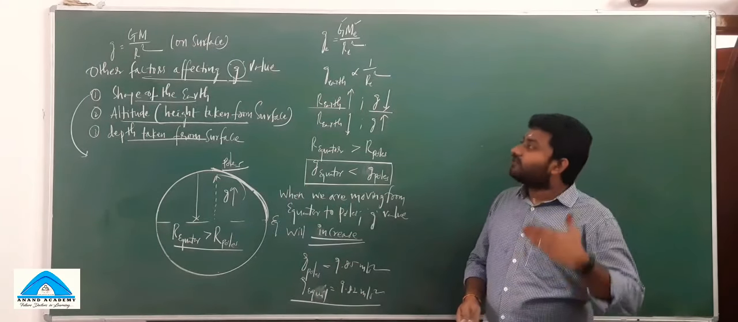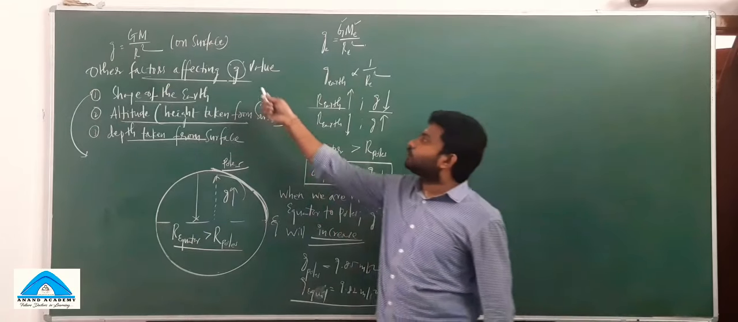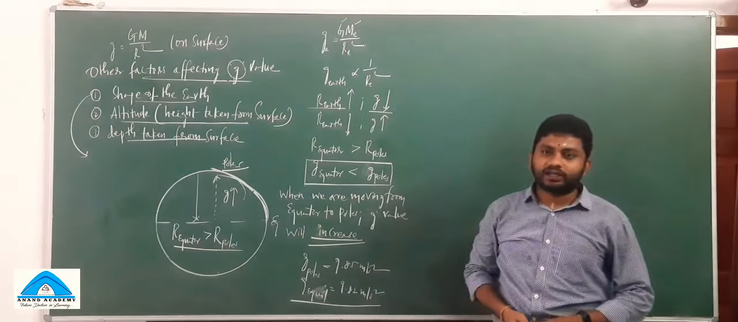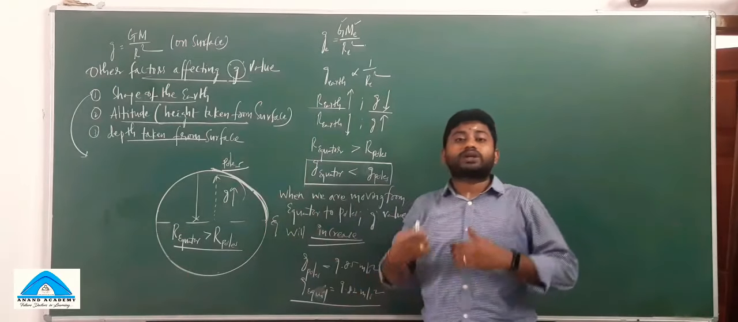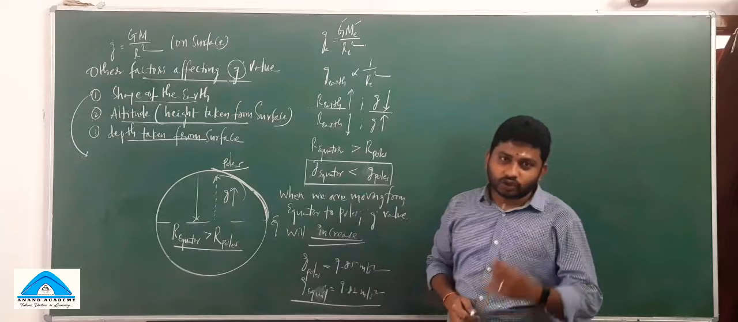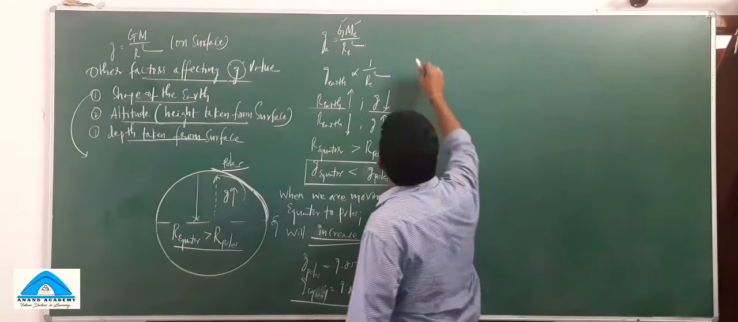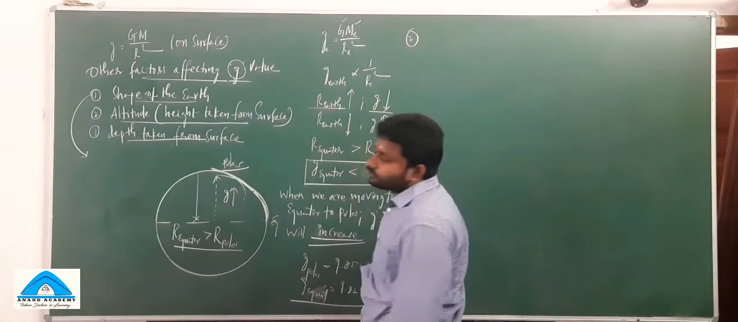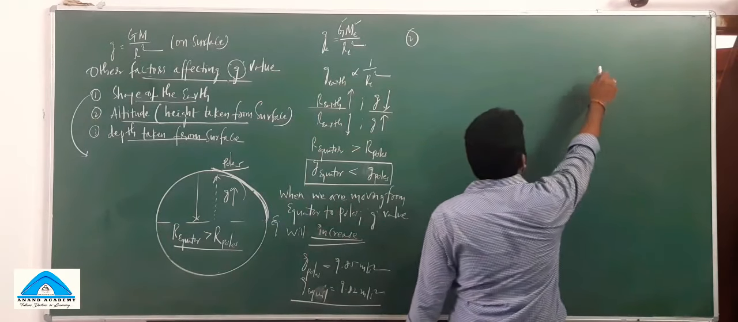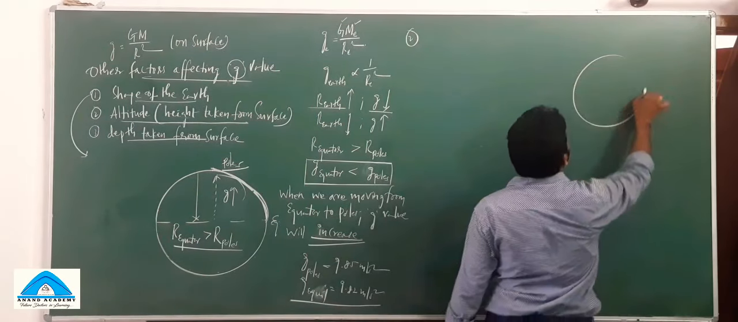The second factor affecting your small g value. What's the second factor affecting your small g value? It's altitude. What is the altitude here? It is the height taken from the surface. So that's a very important application. So the number 2. Look at this. Very important application here. So the diagram I'm just drawing here, the simple diagram.